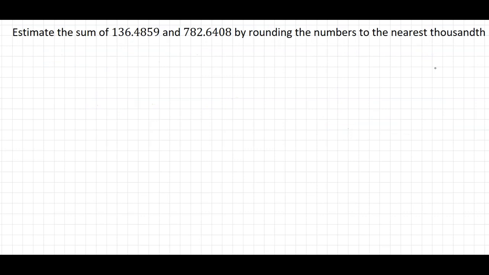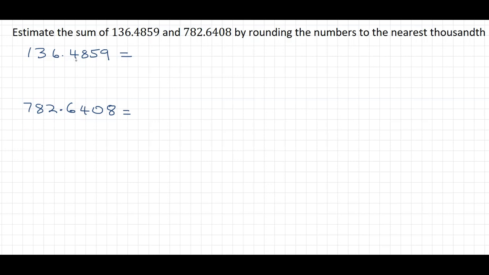Estimate the sum of 136.4859 and 782.6408 by rounding the numbers to the nearest thousandth. Okay, so we'll start by writing out the numbers. 136.4859, and then we have 782.6408. So we're going to pay attention to the digit in the thousandth position.